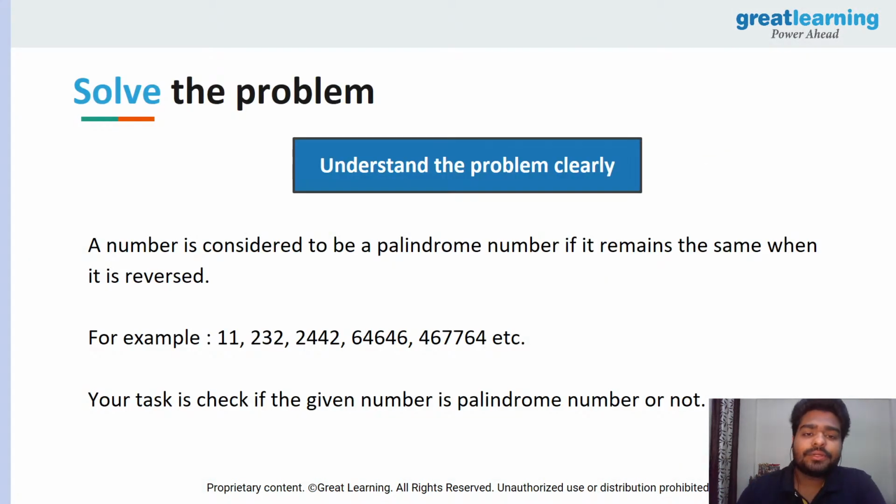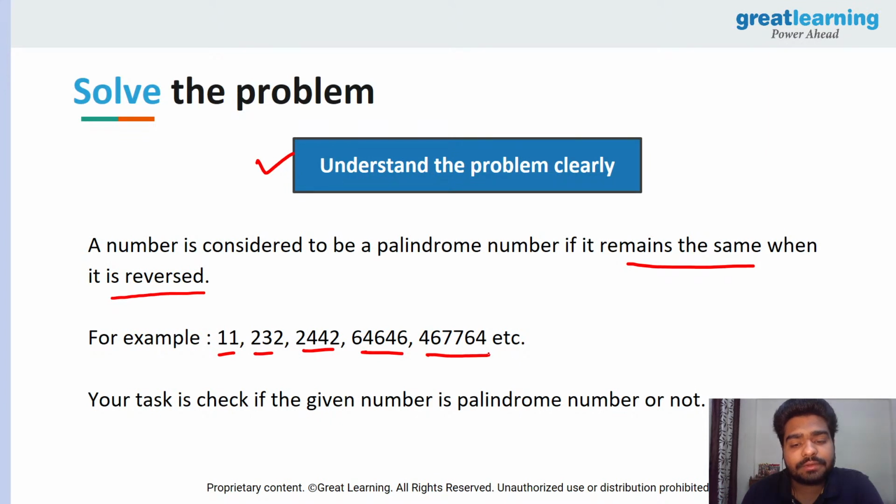Let's solve the problem. The first step was to understand the problem clearly. So what is it? Let's understand it. A number is considered to be a palindrome number if it remains the same when it is reversed. For example, 11, 232, 2442, 646, 6446, 767, 764. Each of these numbers, when you reverse it, is the same. That is what a palindrome is. Now we have understood the problem clearly.